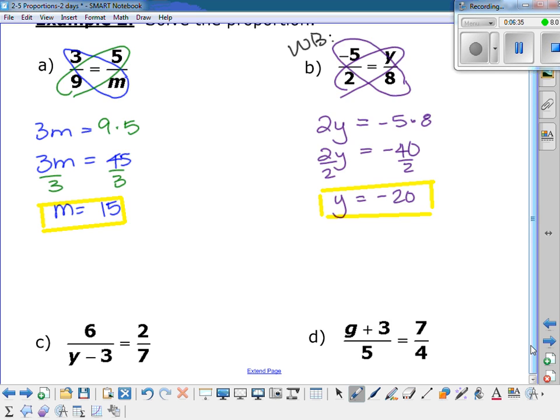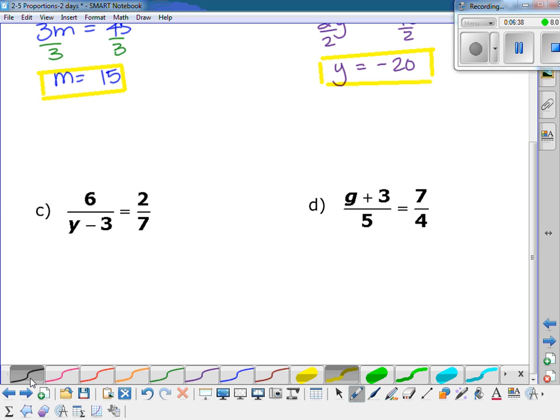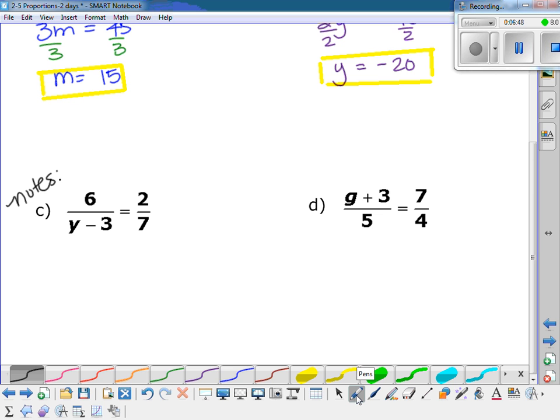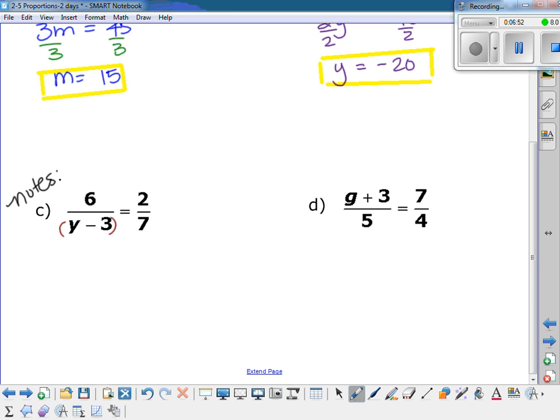All right. Got another one here for your notes. 6 over y minus 3 is equal to 2 over 7. Now you want to remember that your fraction bar is a grouping symbol. This y minus 3 is a group. So when I cross multiply the 2, it has to be times the y and the negative 3.